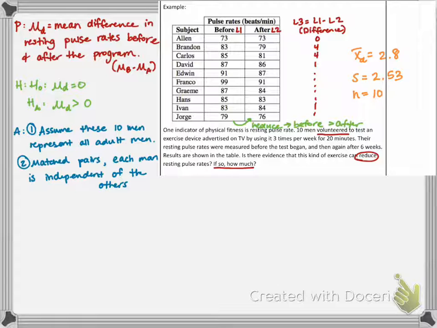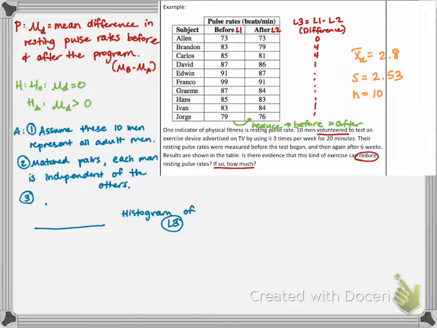Knowing one person's resting pulse rate shouldn't tell me anything about the next person's resting pulse rate. And then number 3, you're going to do a histogram of L3. I want to check to see what the histogram of the differences looks like.